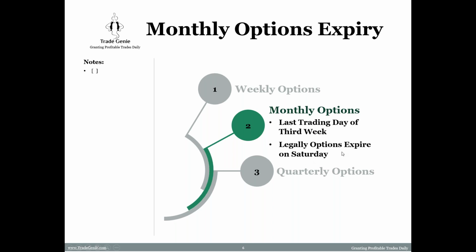Now, legally options expire on Saturday, but because the trading stops on Friday, the exercise and assignment happen on Saturday morning. So remember the monthly option expiry.